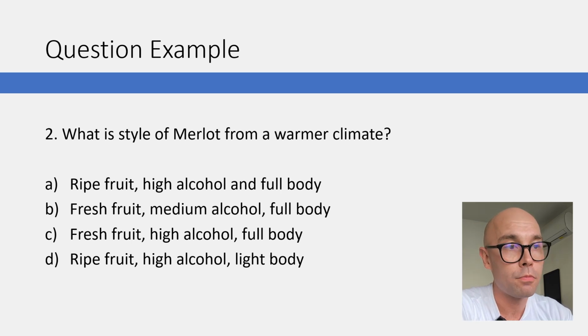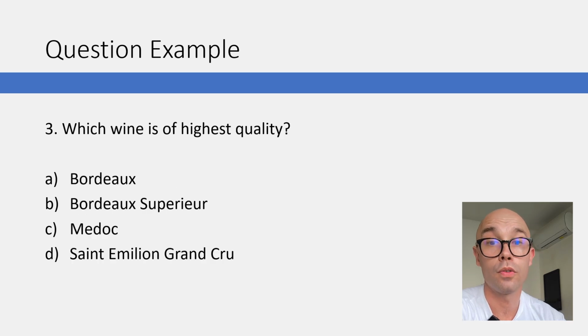What is the style of Merlot from a warm climate? Ripe fruit, high alcohol, full body. Fresh fruit, medium alcohol, full body. Fresh fruit, high alcohol, full bodied. Ripe fruit, high alcohol, light body. The correct answer is A, ripe fruit, high alcohol, full body.